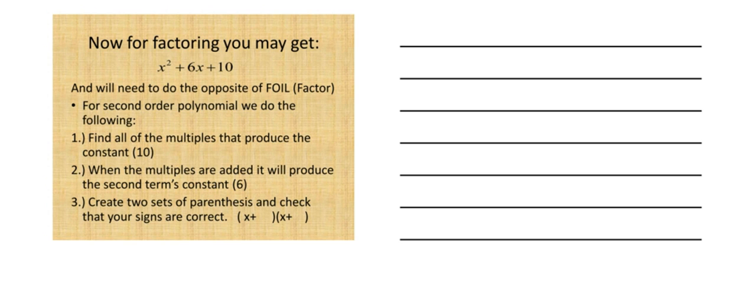So now for factoring, we may get something like x squared plus 6x plus 10, and we need to do the opposite of FOIL. Now there's a factoring process. For second order polynomials, we do the following.